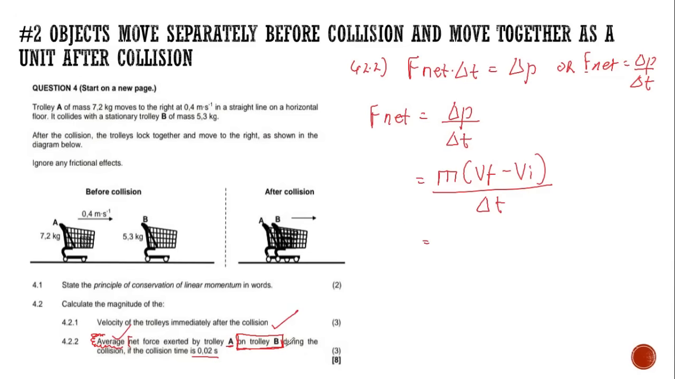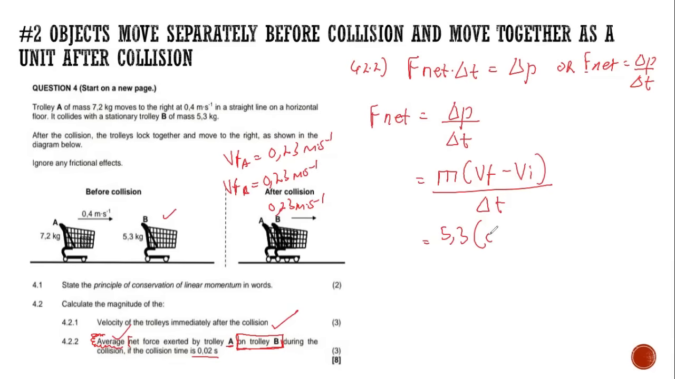Now, what is the mass? Remember, we are going to base it on Trolley B. So with Trolley B, the mass is 5.3, right? And then the final velocity, we did calculate previously. It means the final velocity of Trolley A is 0.23 meters per second, and also the final velocity of Trolley B is 0.23 meters per second. Why? Because once they move together as a unit, they will share the same velocity. Even if you were to separate them now, they have the same velocity.